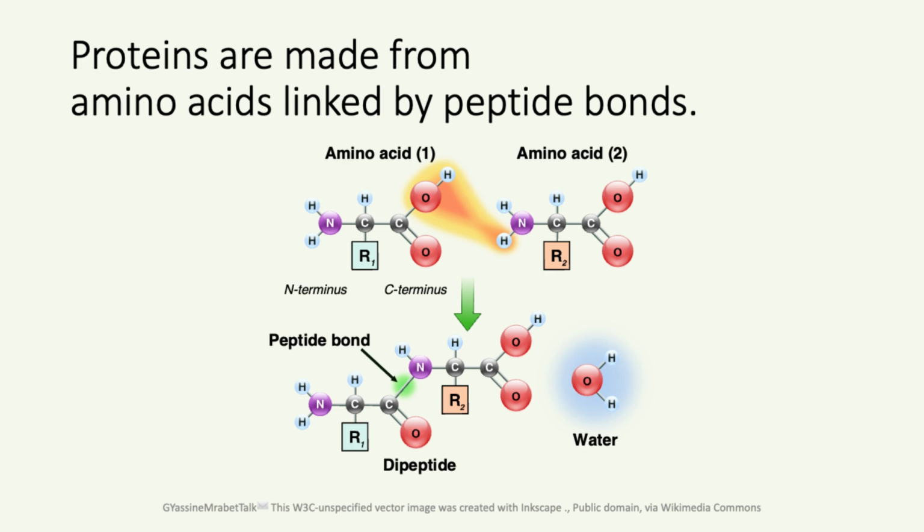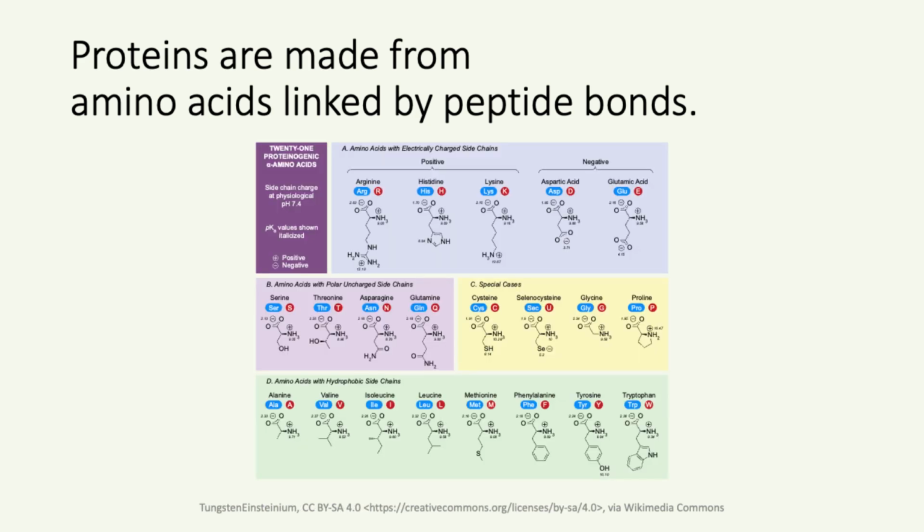Protein diversity is based on different sequences of amino acids, which are monomers containing an amino group, a carboxyl group, a hydrogen atom, and an R group, all attached to a central carbon. The R groups distinguish the 20 amino acids, each with specific properties.